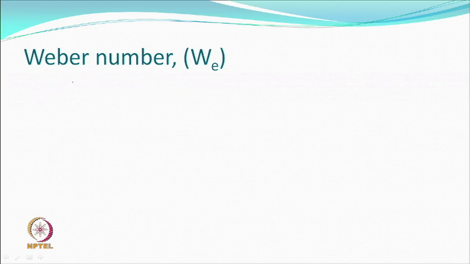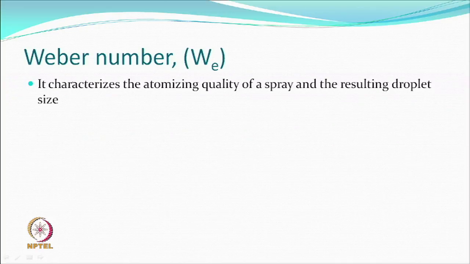Generally, everything like surface tension wants to make the drop rounder, and the inertial forces will like to spray. So, they will be acting against each other. So, this Weber number characterizes the atomizing quality of the spray, and therefore, the size of the droplet. It is a dimensionless number. So, the units are chosen of all these in such a manner that you just get a number.